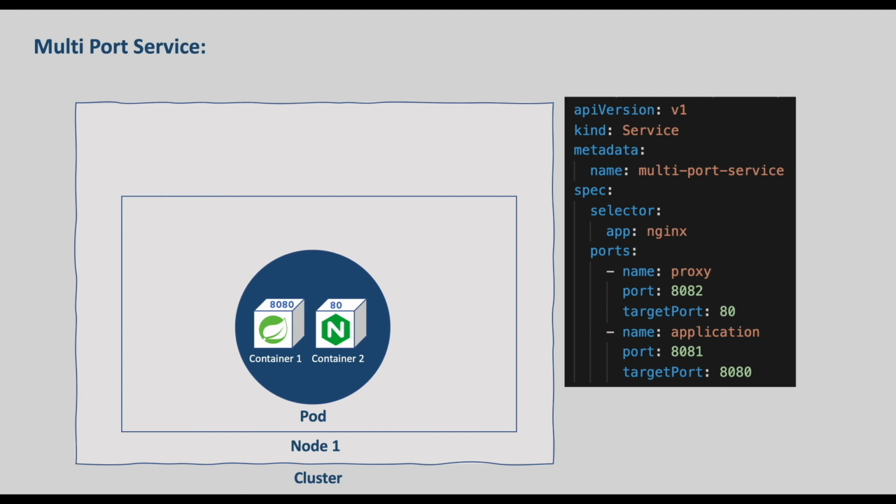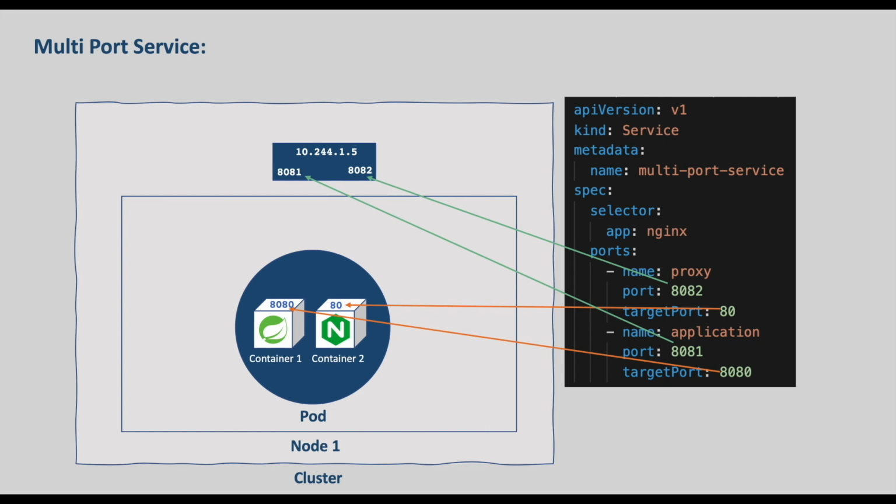If we have multiple containers in a pod and want to expose two containers through services, we can define multiple ports in a single service. As you can see, ports is an array. For multi-port services, the name is mandatory. So now our service accepts requests on two ports as we defined here. One is on 8081 and the other one is on 8082. And one container is running on port 80 and the other one is running on port 8080. So now when we access our service on port 8082, the request goes to port 80 of the container, and when we access our service on port 8081, the request goes to port 8080 of the container. So these multi-port services are very helpful when you have sidecar containers, just like your Prometheus exporters.